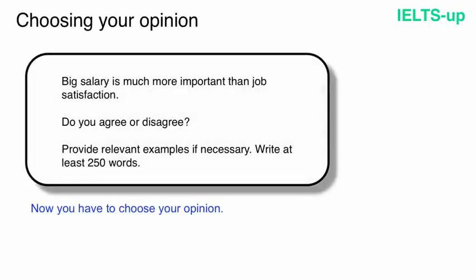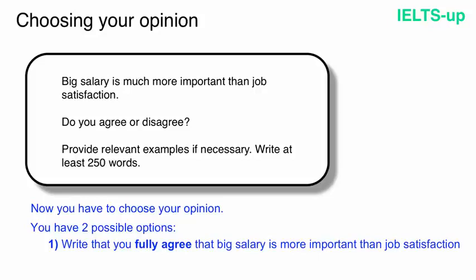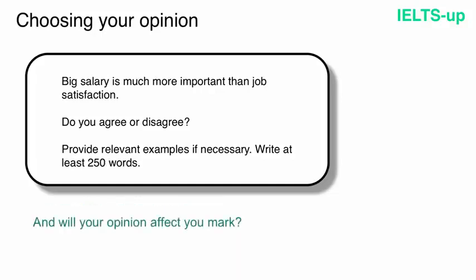Now you have to choose your opinion. Do you agree or disagree with the statement? You have two possible options. First, you can write that you fully agree that big salary is more important than job satisfaction. Or secondly, you can write that you completely disagree with that. And will your opinion affect your mark? No. While you don't use offensive language or write some very bad things, your opinion doesn't matter to the examiner.